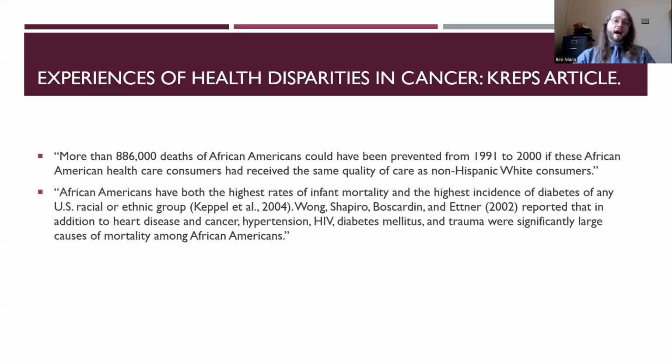I wanted to highlight a couple passages from the Krebs piece, which I think does a great job of discussing some of the issues of health disparities in greater detail that are especially notable here. More than 886,000 deaths of African Americans could have been prevented from 1991 to 2000 if African American healthcare consumers received the same quality of care as non-Hispanic whites. Meanwhile, African Americans have both highest rates of infant mortality and highest incidence of diabetes of any group.